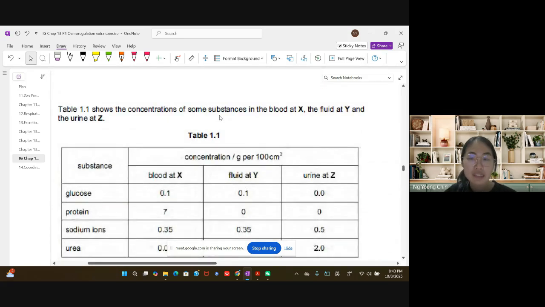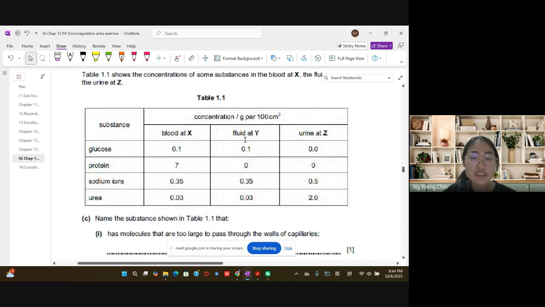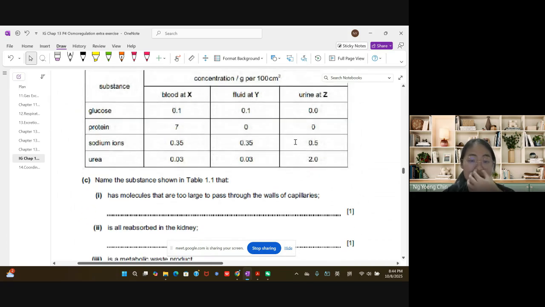And then for this one, okay, this is a common question that comes up for this chapter. They will give you a condition, with the glucose, protein, sodium ions, and urea concentrations. So this is the blood at the X, at the Y, and the urea at the Z. So what will happen is, you can see, right?